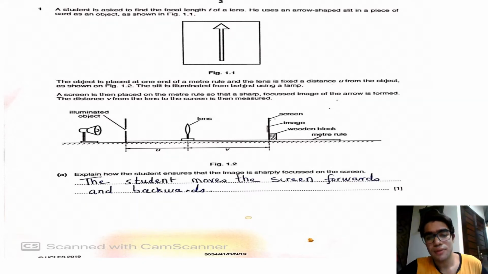The way you do it is that you have placed the object, you have the lens in the middle, and then you have the screen. So it depends on the screen. You move the screen backwards and forwards until you see on the screen that a sharp focused image is formed, and you can clearly see it. If, for example, I'm moving it here, it's not so focused. I'm moving it closer to where it's getting focused, and now it's perfectly focused. So you basically observe the screen and you move it backwards and forwards to observe.